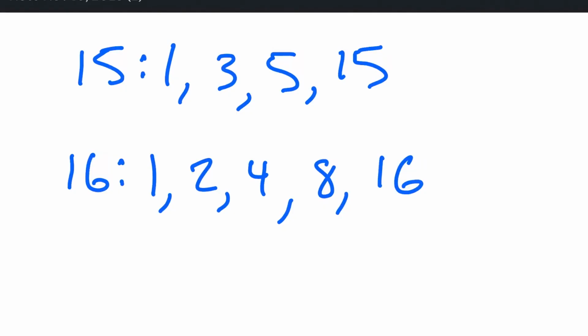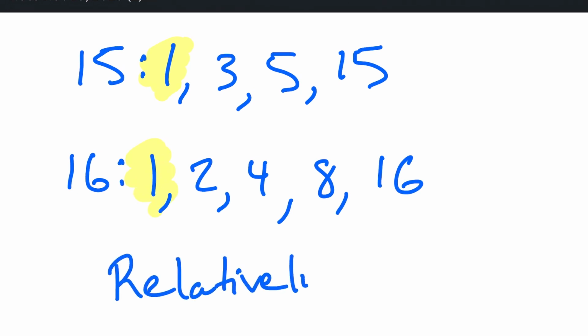Here's an example. 15 we just looked at, but let's look at 16. So 15 and 16. 15, we have the factors here. They're 1, 3, 5, and 15. 16 has factors of 1, 2, 4, 8, and 16. And as you can see, the only common factor they have is 1. That means that 15 and 16 are called relatively prime.